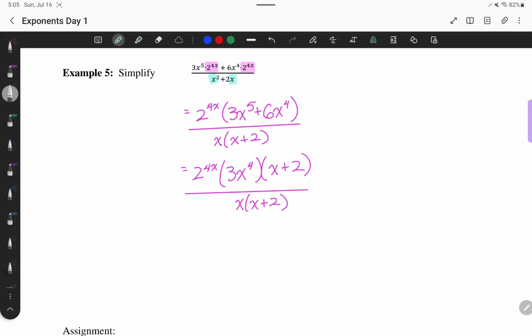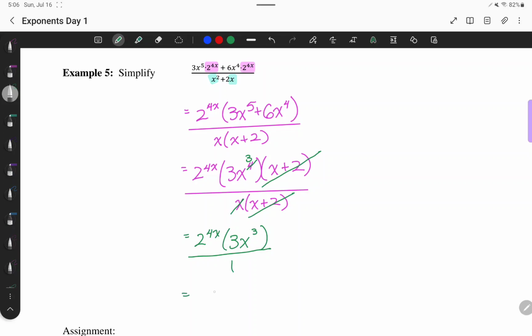So we can reduce some things. If we were to do x plus 2 divided by x plus 2, those divide to 1. Similarly, I have an x, and I have an x to the power of 4, so I can divide out a single x and make that x to the power of 3. Let's rewrite that. 2 to the power of 4x times 3x cubed. I've actually divided out my entire denominator, and it's just 1, so I probably don't need that.